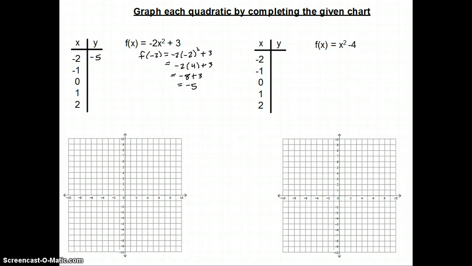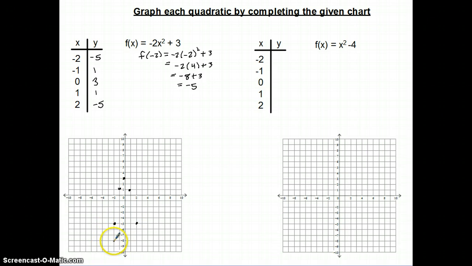Okay, now we're going to solve the remaining y values the same way. I'll give you a chance to do that. Okay, the other y values you should have come up with are 1, 3, 1, and -5. Now we have 5 points to plot on our graph. We can go ahead and do that, starting with (-2, -5), (-1, 1), (0, 3), (1, 1), and (2, -5).